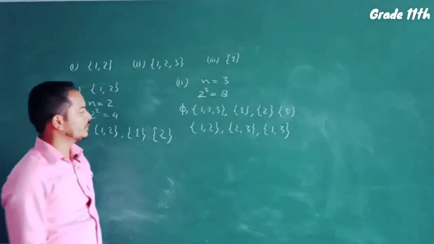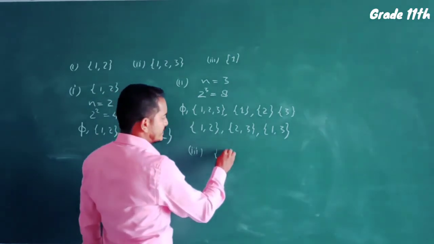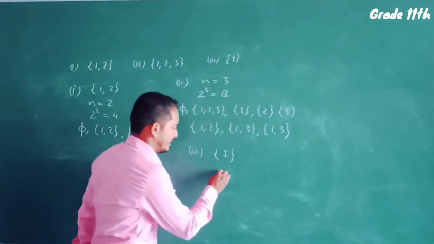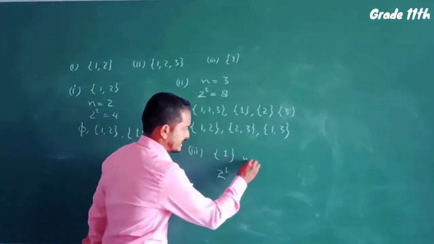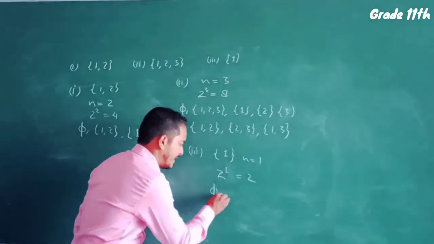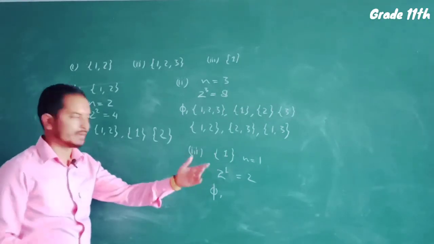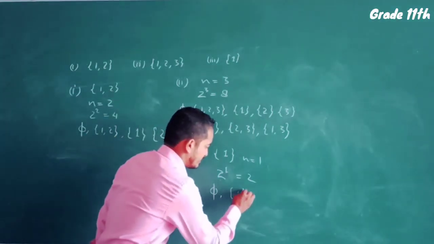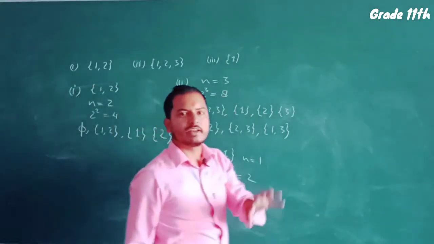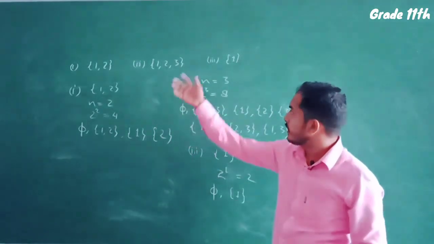Now the last example, the third one, is a singleton set because there is only one element. It is {1}. So how many subsets will it have? 2 to the power 1, because n is 1 here. 2 to the power 1 is 2. Then the first one is phi, because the empty set is a subset of every set, and the second subset for this set is itself, that is {1}. So there are 2 subsets. In this way you can find the number of subsets, and you can also list the subsets for a set.